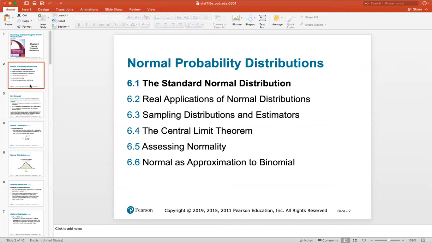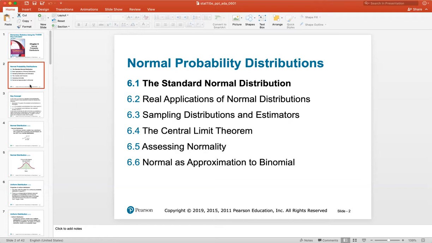In chapter 5 we learned about probability distributions with a discrete random variable. One of the popular discrete probability distributions was the binomial, which we learned in chapter 5. In chapter 6 we learn about the standard normal distribution. There are three ways to describe a probability distribution. One is a table, with two columns: the first column represents the random variable and the second represents the probability. We saw this with discrete random variables. The second way is a graph, and the third is a formula.